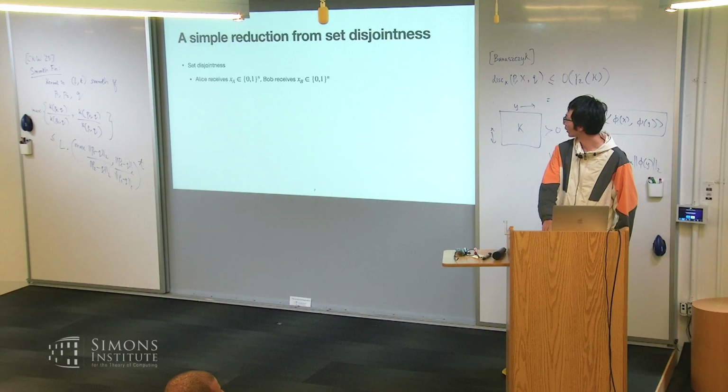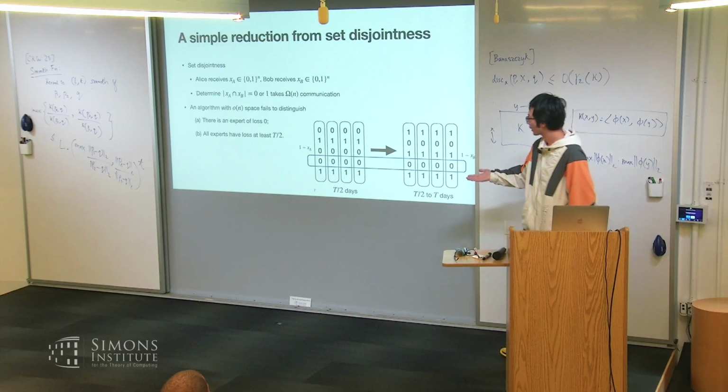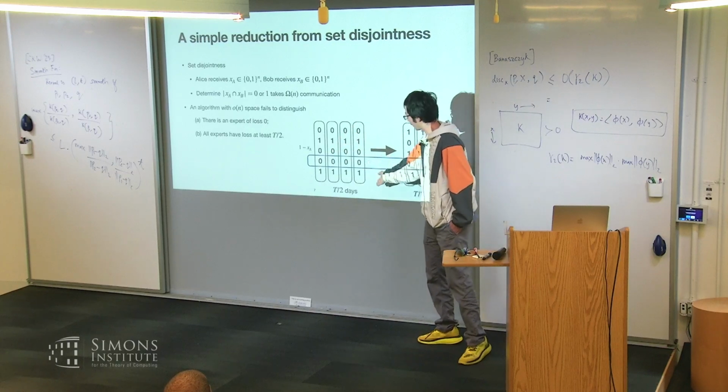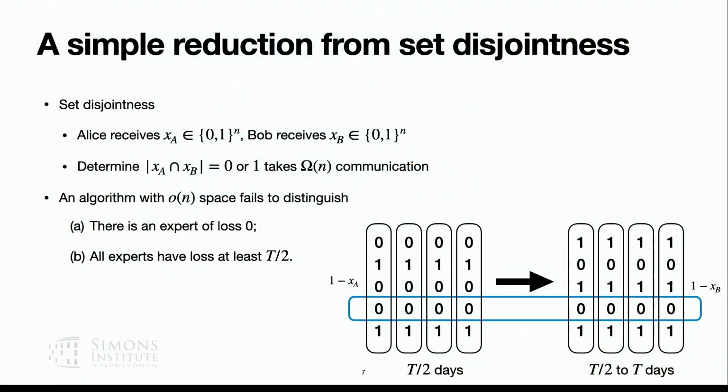Let me go back to the last slide. Suppose I have a too-good-to-be-true algorithm. Then at day T over 2, the algorithm passes a memory state to day T over 2 plus 1. And using this memory state, it gives you a communication protocol. Okay, I'll just continue.